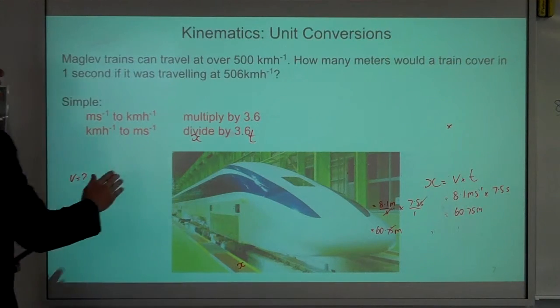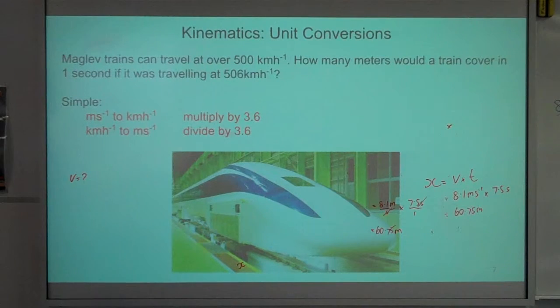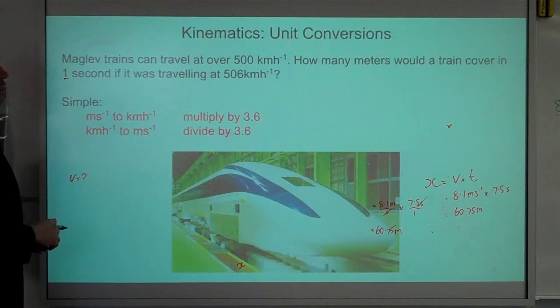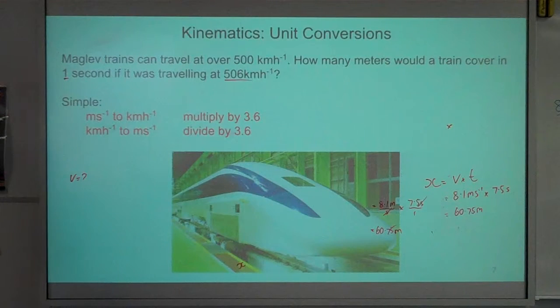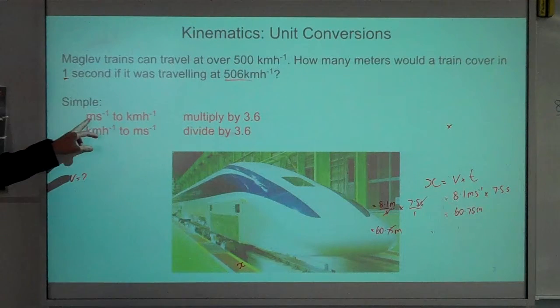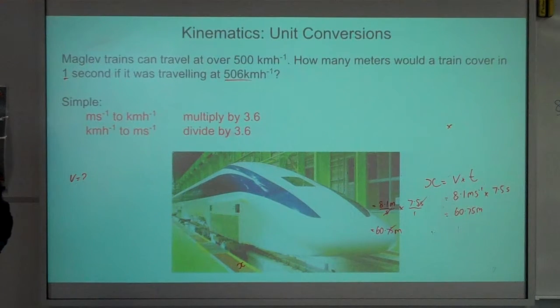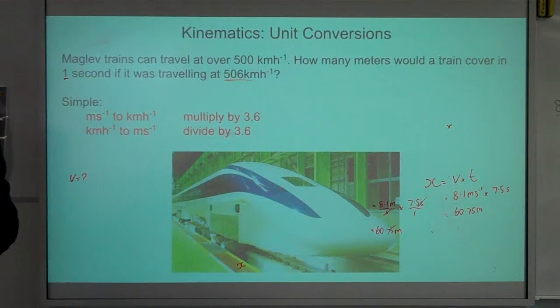Here's another one. Now, maglev trains move at over 500 kilometres per hour. How many metres would a train cover in 1 second? Wow, what an easy question. If it was travelling 506 kilometres per hour. And I've provided this: if you wanted to do a conversion from metres per second to kilometres per hour, multiply by 3.6. If you want to do kilometres per hour to metres per second, divide by 3.6.